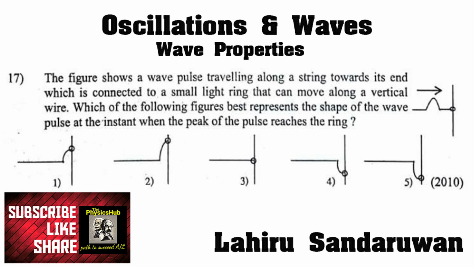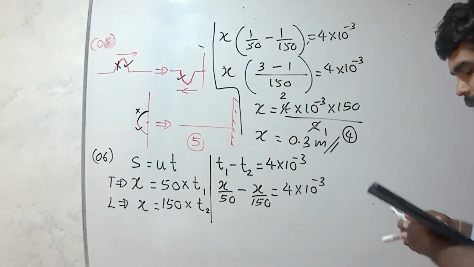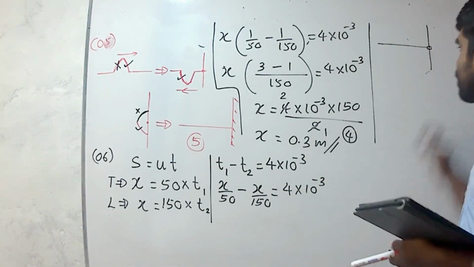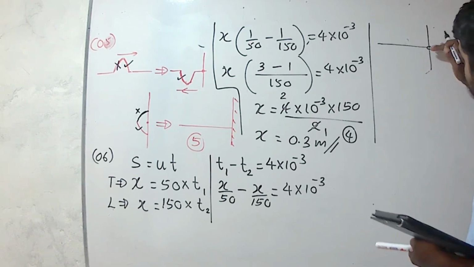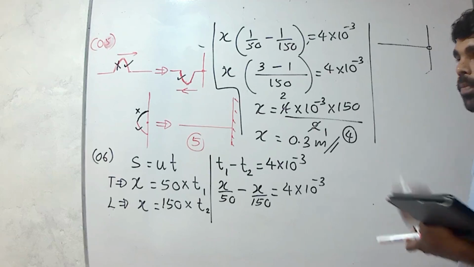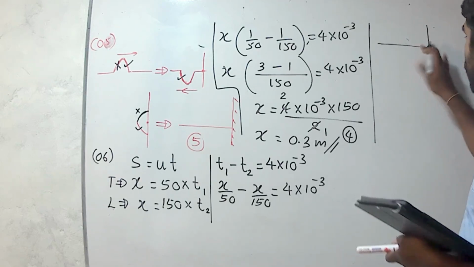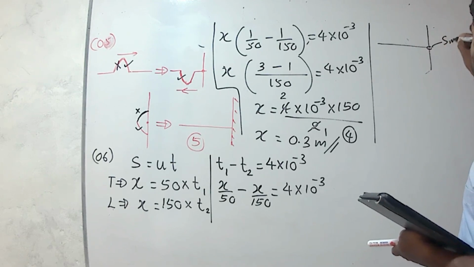The figure shows a wave pulse traveling along a string towards its end, which is connected to a small light ring that can move along a vertical wire. Which of the following figures best represents the shape of the wave pulse at the instant when the peak of the pulse reaches the ring? Now they have given there is a ring at this place. It means this point can move vertically. Therefore, we can consider this end as a smooth end.